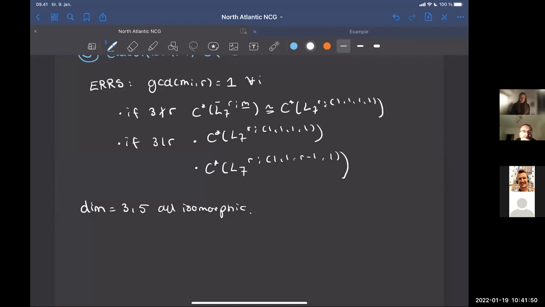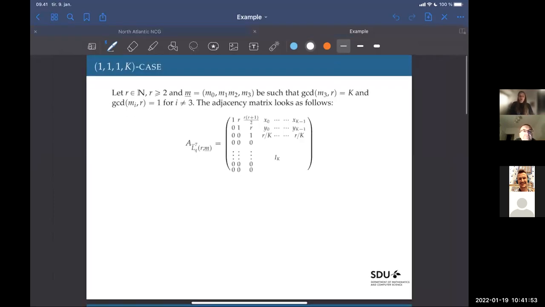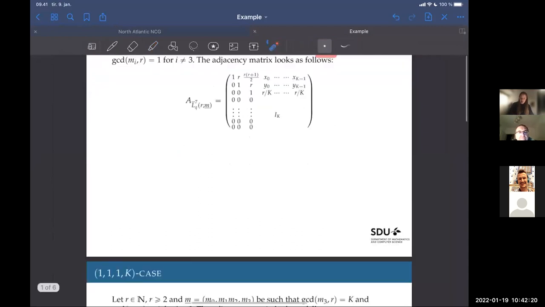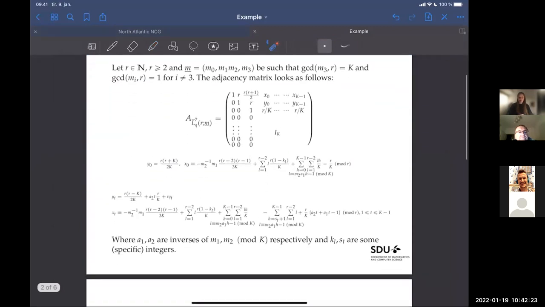So let me very briefly show you some of the results we got here. If we are in the case where the greatest common divisor between M3 and R equals K, and the rest of them equal 1, then the adjacency matrix will look like this. And here you also see we have these XIs and YIs showing up. As you can see, they become quite complicated. I will not explain it in any detail, but you need to count all these admissible paths, and then you get a lot of sums showing up.